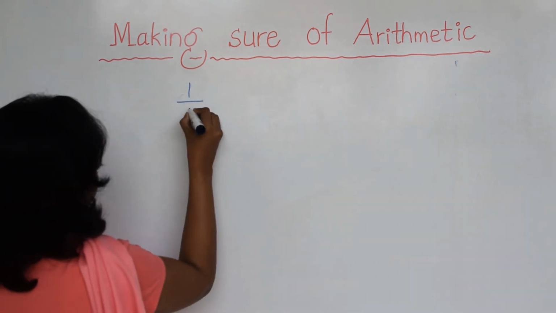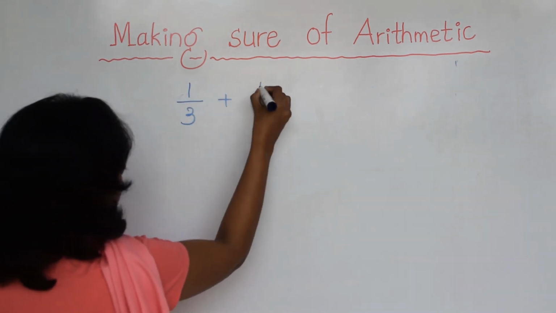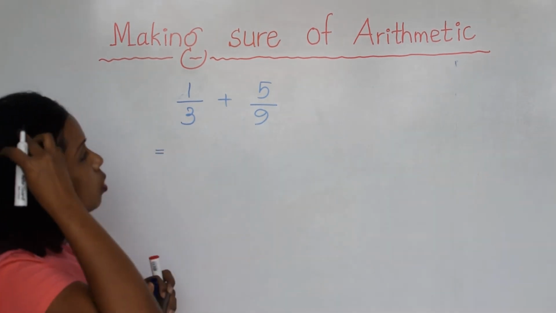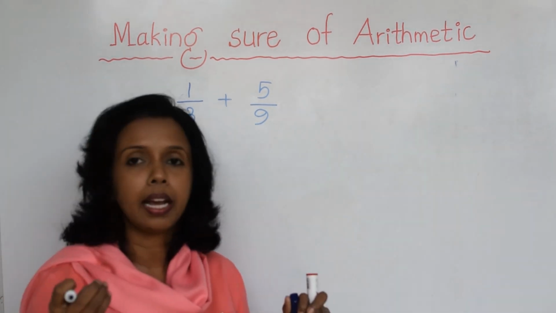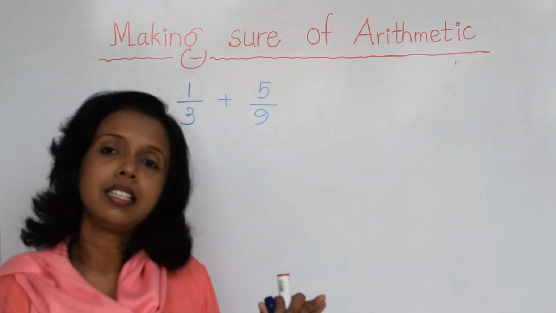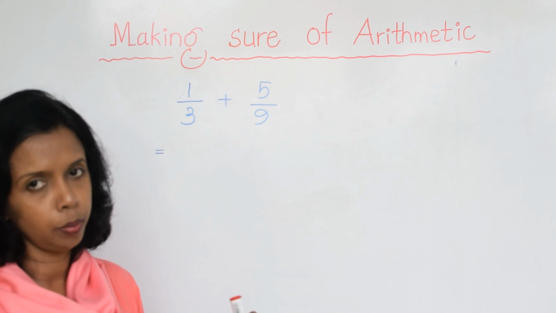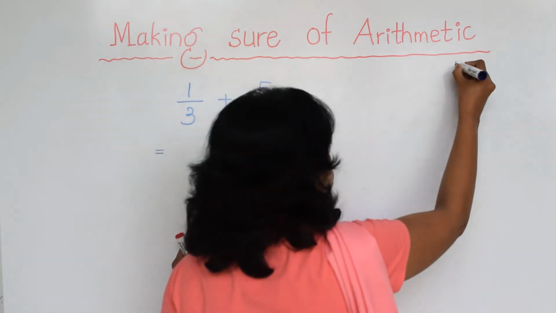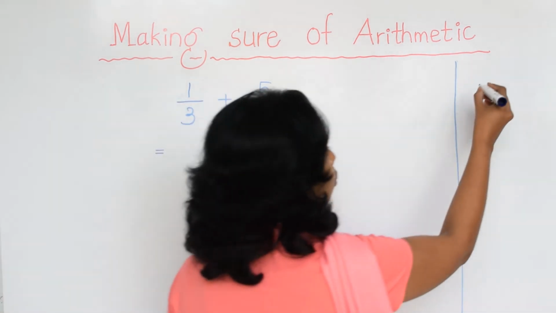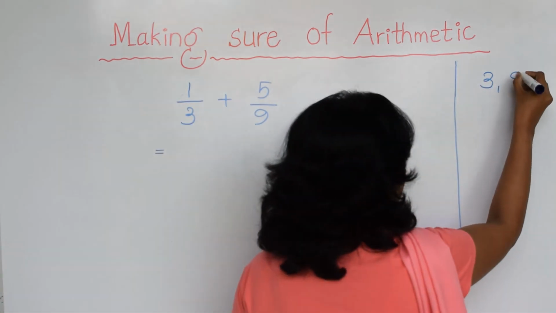Okay, now look at this, the same thing. So you have two fractions for addition. So 3 and 9, two different denominators. Now you want to find a common denominator. For that, you want to find the LCM. You move to the working column, you want to find the LCM of 3 and 9.